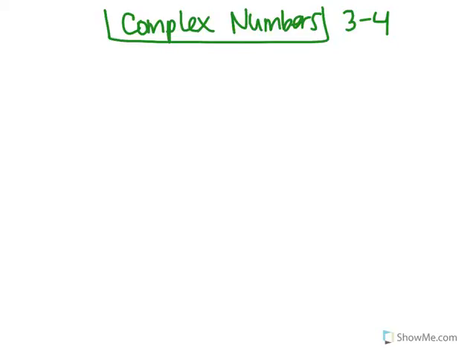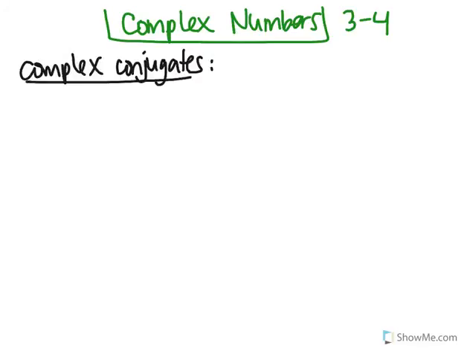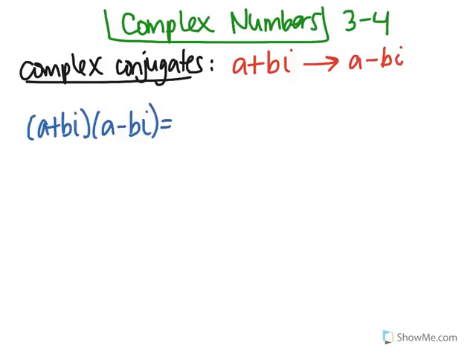So we're going to continue with section 3-4, and the first thing we're going to talk about are complex conjugates. If you have the complex number a plus bi, then its conjugate is a minus bi. Basically, you just change the sign on the imaginary part. So if you multiply a complex number by its conjugate, here's what ends up happening.